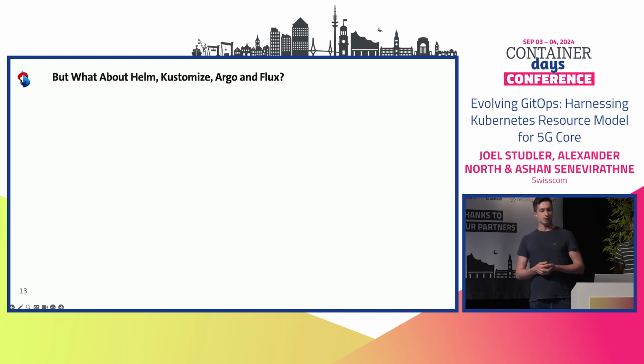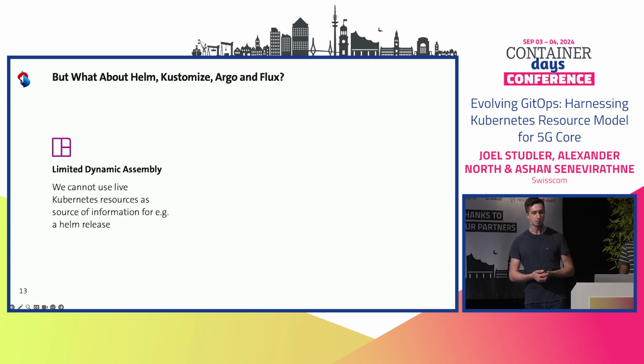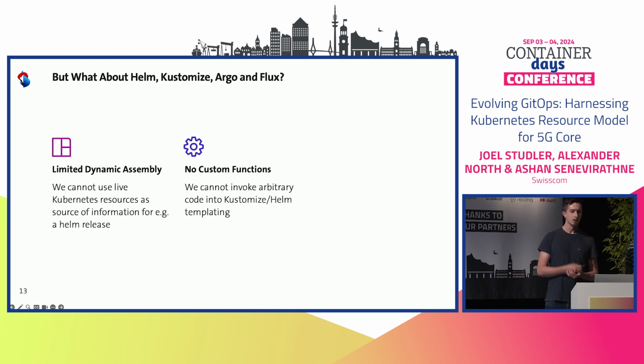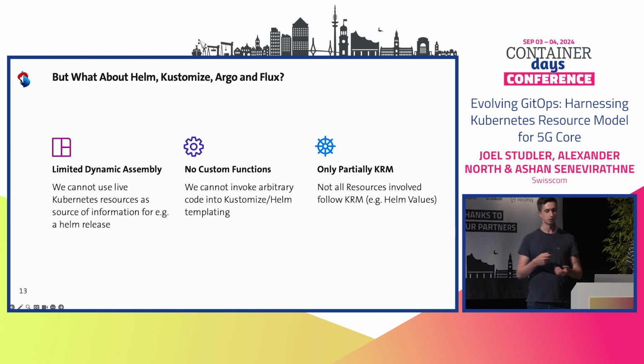So you might ask, OK, we already have some tools: Helm, Kustomize, Argo, Flux. Why don't we use these? Well, during our process, we found that there are some limitations, such as limited dynamic assembly. It is not so simple to get information from the Kubernetes cluster to then involve in the templating process. Arbitrary code is also not something that's so simple to do. We cannot just write arbitrary functions and have them run. And not all resources follow the KRM.